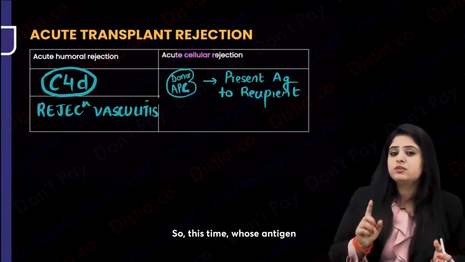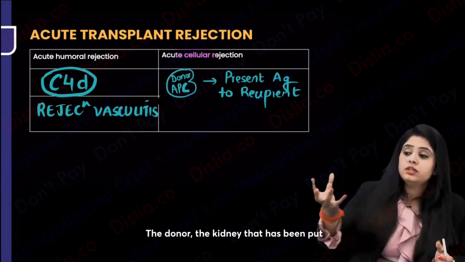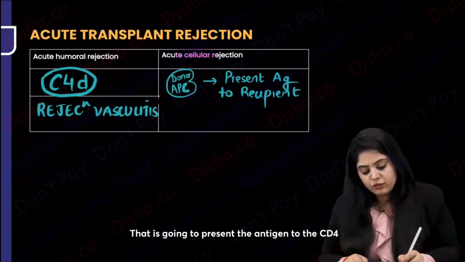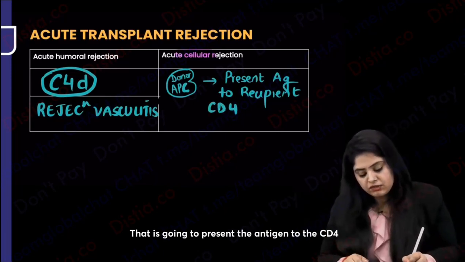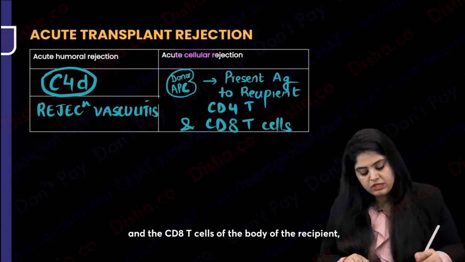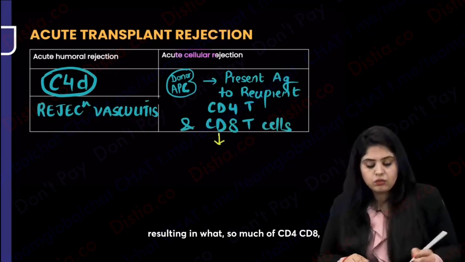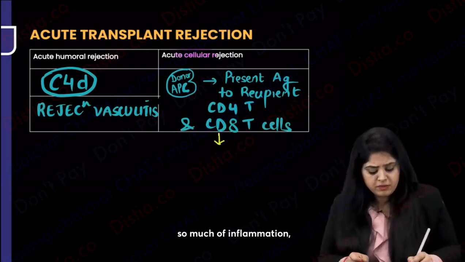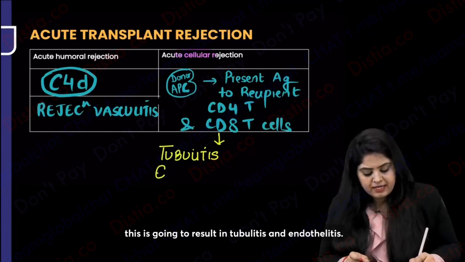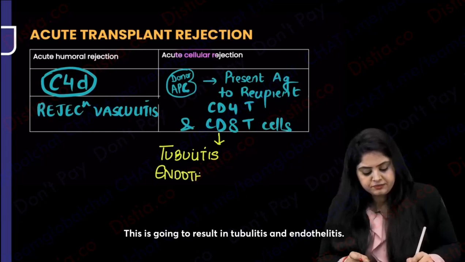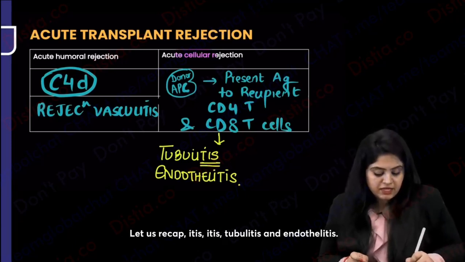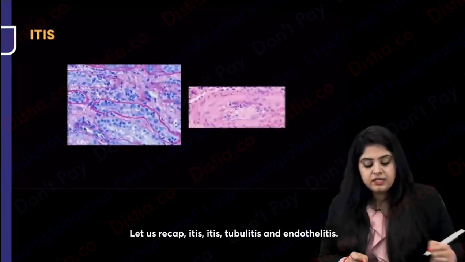So this time, whose antigen presenting cells are presenting? The donor, the kidney that has been put, has its own antigen presenting cells. That is going to present the antigen to the CD4 and the CD8 T cells of the body of the recipient, resulting in so much of CD4, CD8, so much of inflammation. This is going to result in tubulitis and endothelitis. Let us recap: tubulitis and endothelitis.